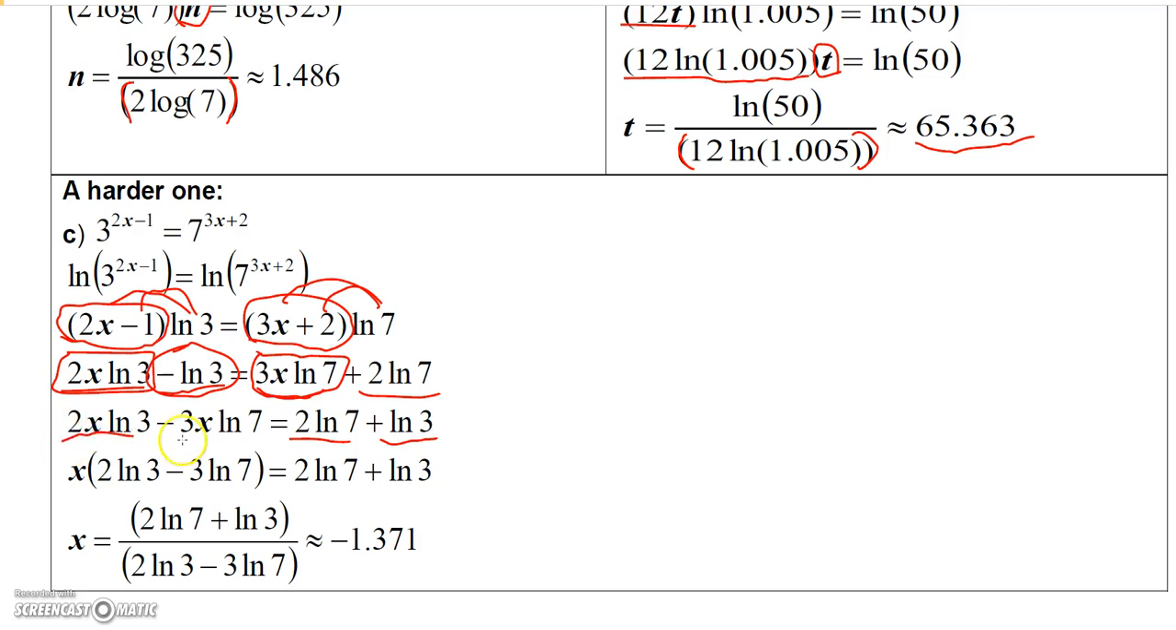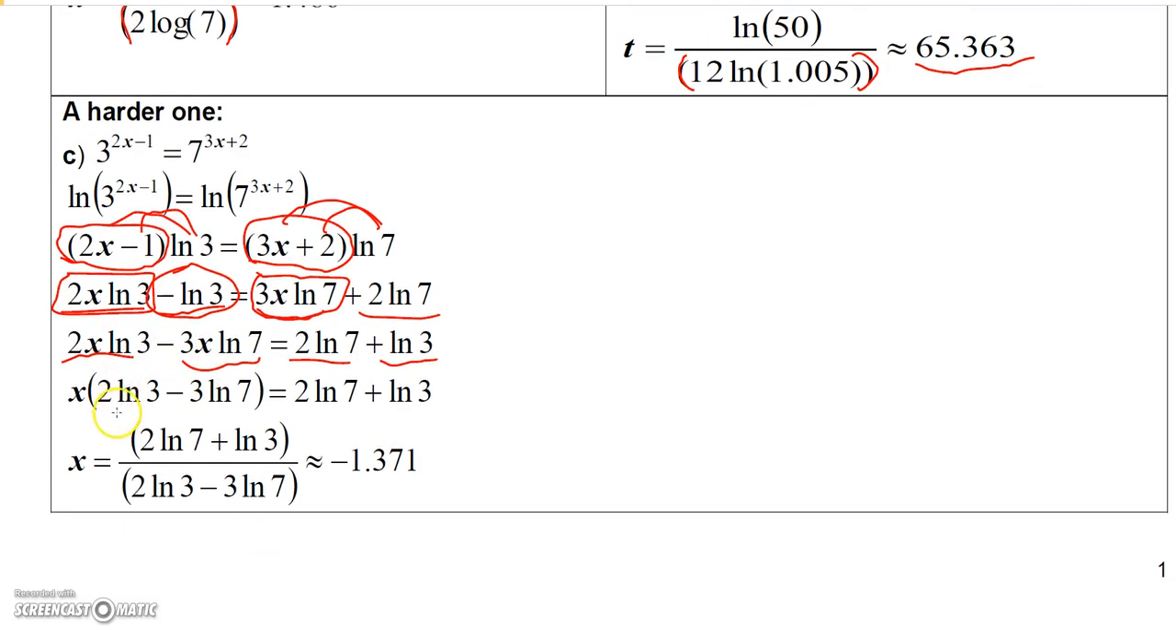Now I have two terms that both have an x in them, so all I have to do is factor the x out of these two terms, and I get x equals this expression, 2 natural log of 3 minus 3 natural log of 7. Now all that is a number. It's some number. You can plug it in your calculator and figure out what it is. But anytime you have x times a number and you want to isolate x, then just divide both sides by that number. So if I want to isolate x, I just take this and divide it by this.